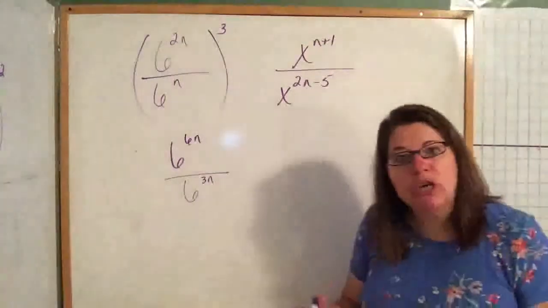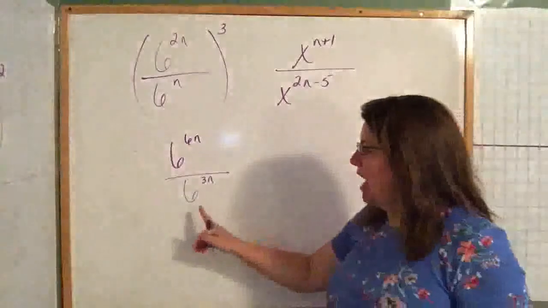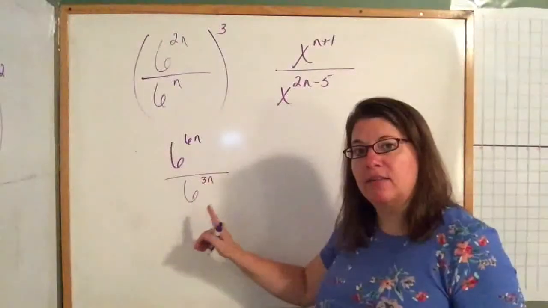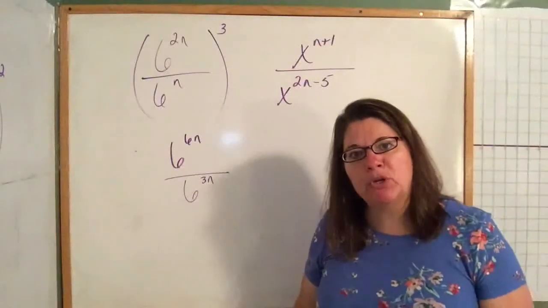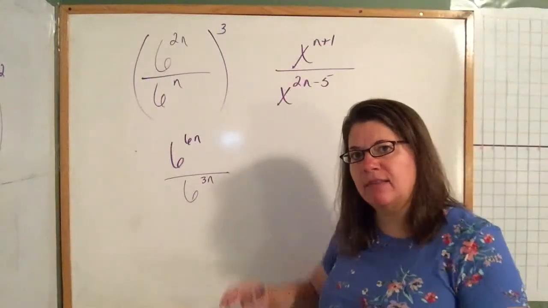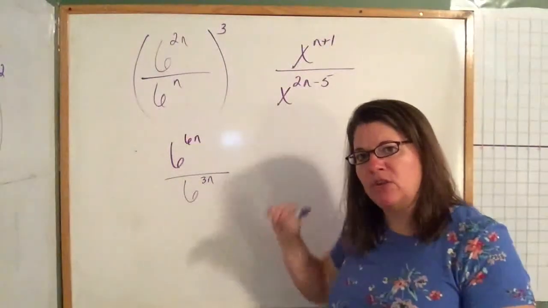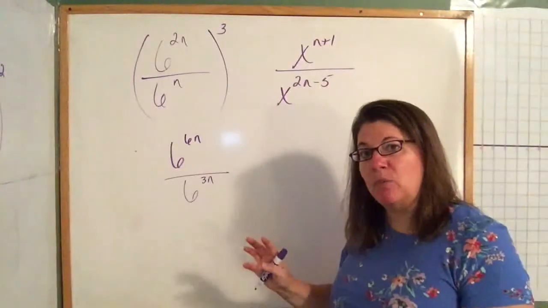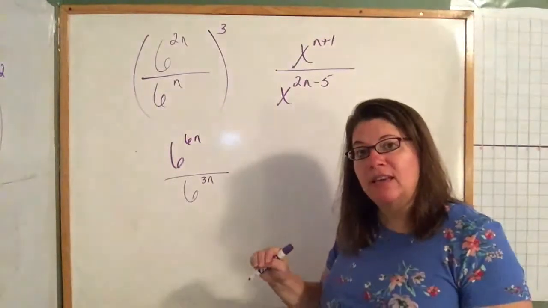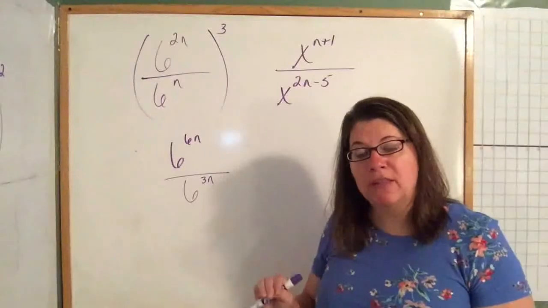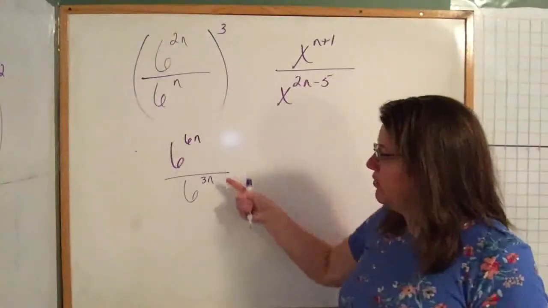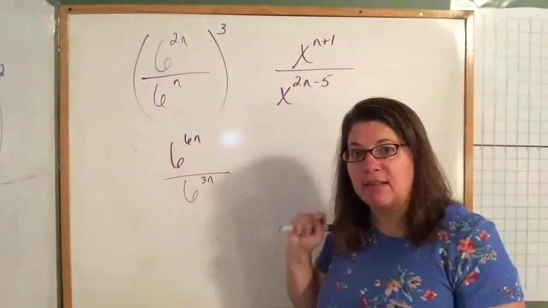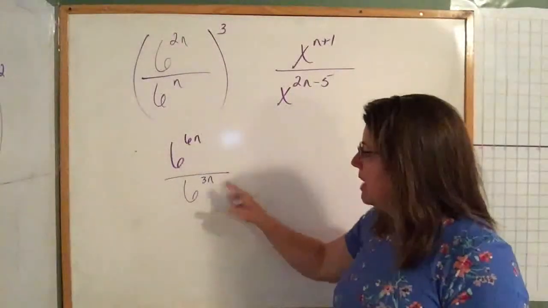Okay? And now if you look at what you got, we have a common base. The common base is 6, and we have different exponents. Well, what was the rule when we were using exponents? We had a common base, and they had exponents on top of each other. Well, we keep the base, and we subtract the exponents. The bigger one minus the smaller one, and then the leftovers go where the bigger one was, right? Well, if you look at this, which one's bigger, 6n or 3n? Hopefully you're saying 6n. So I'm going to subtract 6n minus 3n.